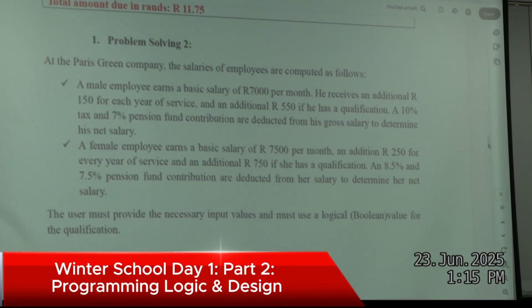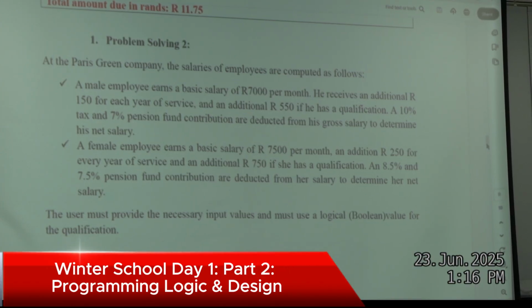A female employee earns a basic salary of 7,500 per month, an additional 250 for every year of service, and an additional 750 if she has a qualification. 8.5% tax and 7.5% pension fund contribution are deducted from her salary to determine her net salary. The user must provide the necessary input values and must use a logical Boolean value for the qualification.